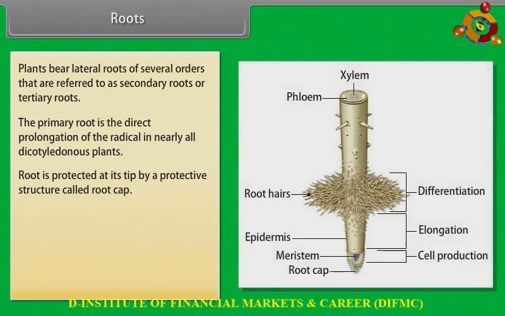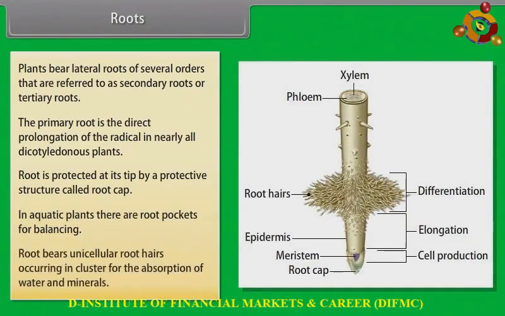Root is protected at its tip by a protective structure called root cap. In aquatic plants, there are root pockets for balancing. Root bears unicellular root hairs occurring in cluster for the absorption of water and minerals.